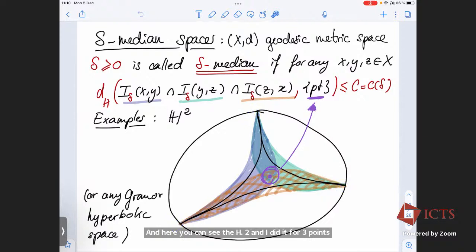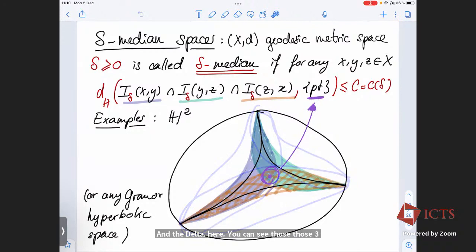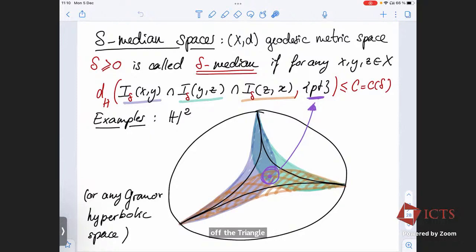And here you can even compute the C and the delta. Here you can see those three neighborhoods of the triangle, and you have this non-empty triple intersection. If delta is large enough. If you take delta equal to zero, you have an empty triple intersection, and that doesn't work. But if you take delta large enough, then you will have a non-empty triple intersection. All right.